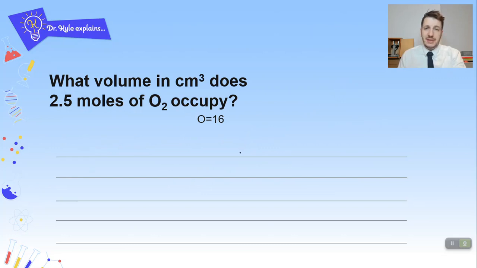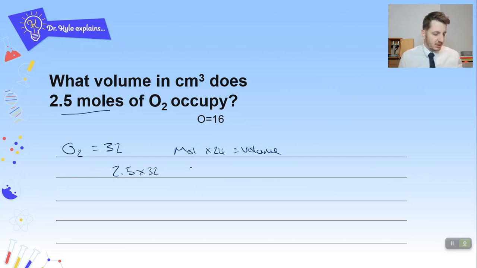So what volume in centimeters cubed does 2.5 moles of oxygen occupy? So oxygen is obviously O2 here, oxygen is 16, so the MR of it is 32. And so all we're going to do is, we've got our number of moles, our equation is moles times 24 equals volume. And so we're therefore going to do 2.5 times 32. So if I do it on my calculator, 2.5 times 32, that gives me 80. And remember, at the moment that's 80 decimeters cubed.